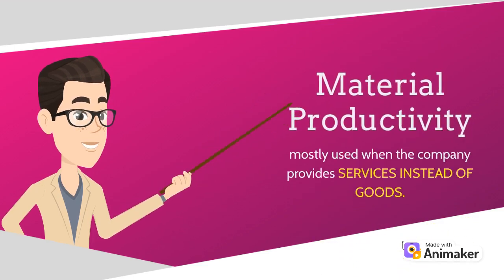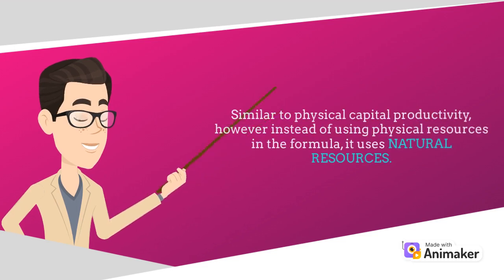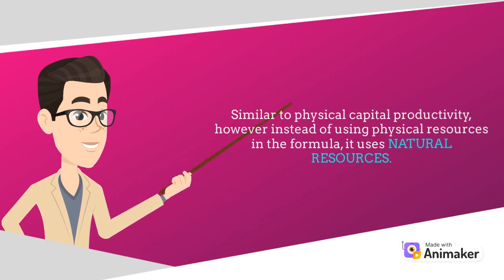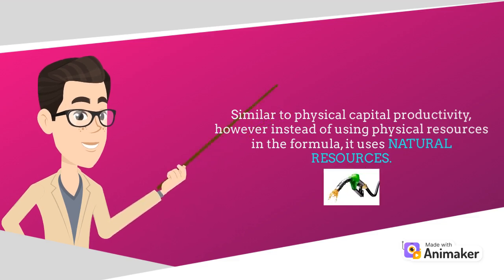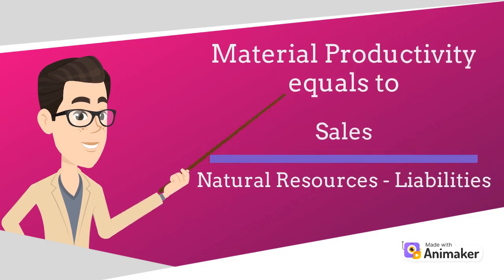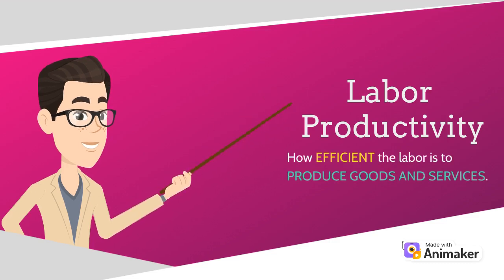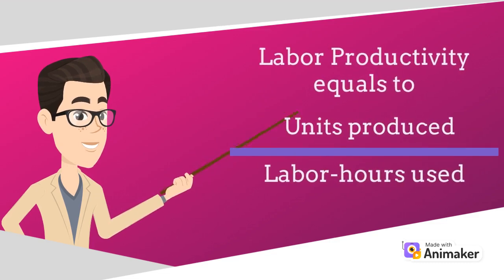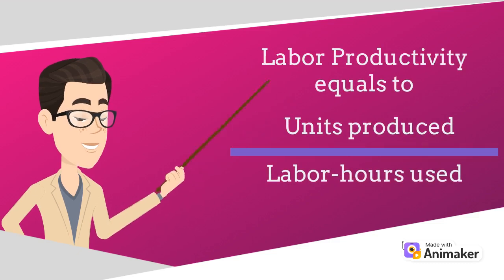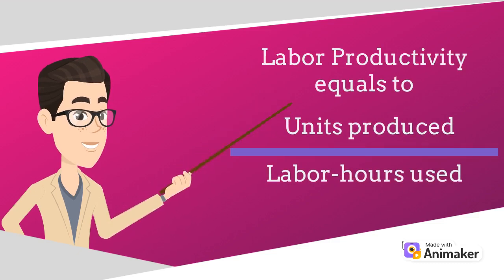Material productivity is mostly used when the company provides services instead of goods. Material productivity is similar to physical capital productivity. However, instead of using physical resources in the formula, it uses natural resources. Material productivity equals sales divided by natural resources minus liabilities. Labor productivity shows how efficient the labor is to produce goods and services. Labor productivity equals units produced divided by labor hours used.